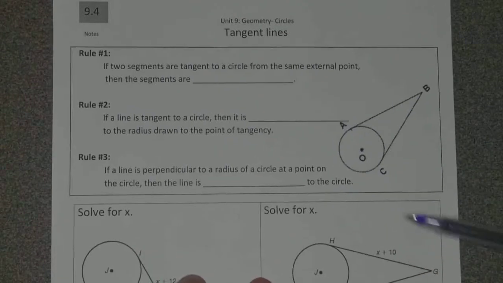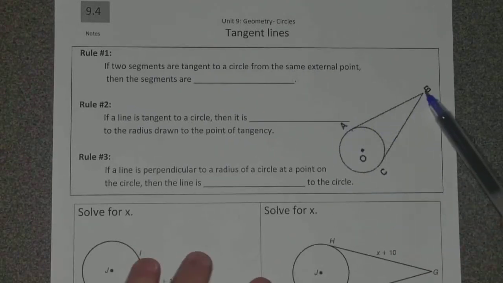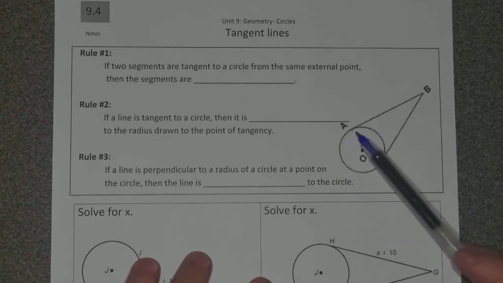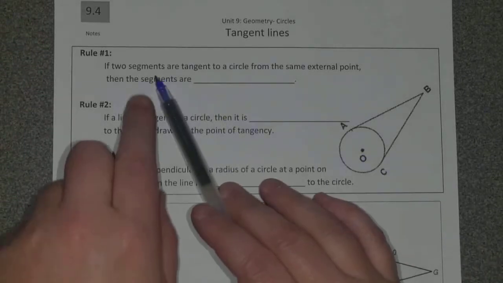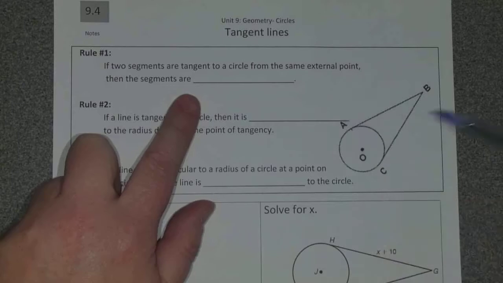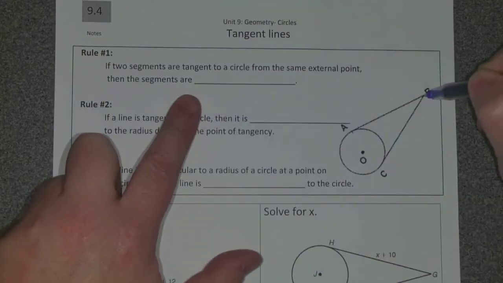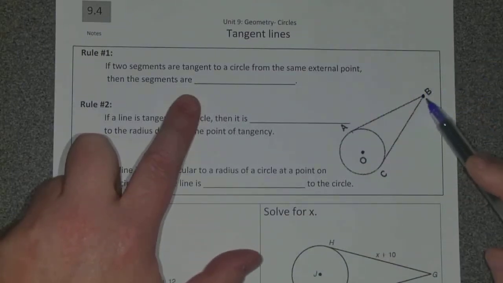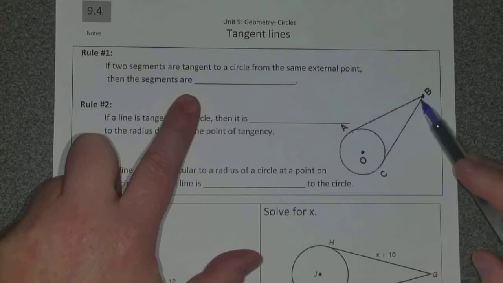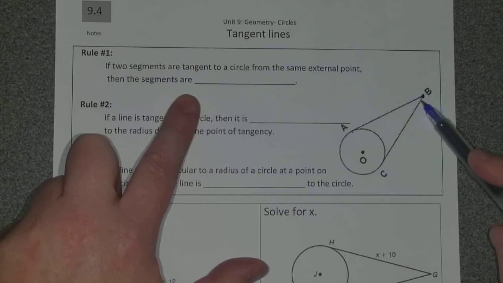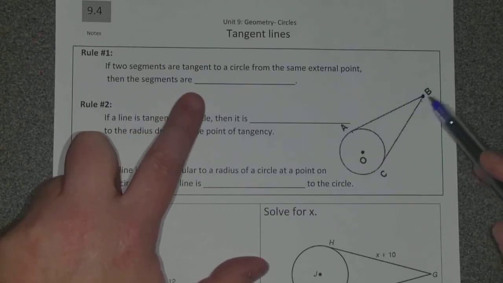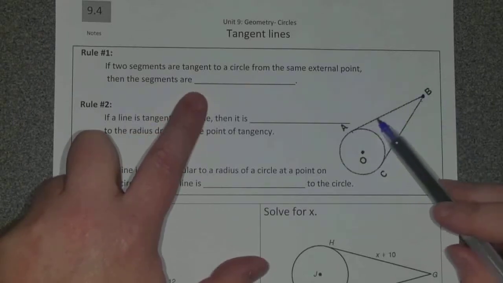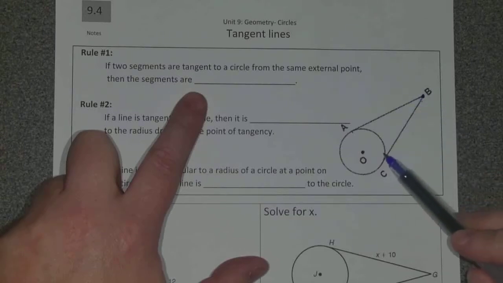So today we're going to mostly talk about these tangent lines when you have two of them that touch at one point, or we're going to talk about how they compare to the radius and diameter. So the first rule says if two segments are tangent to a circle from the same external point. Do you agree that these two lines right here are tangent to the circle from the same external point? That's what it's talking about here. Then the two segments are, does anybody want to guess the relationship between this one and this one?